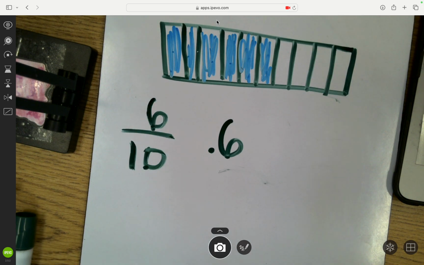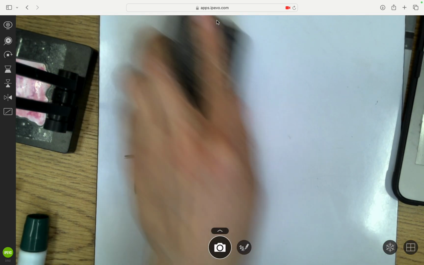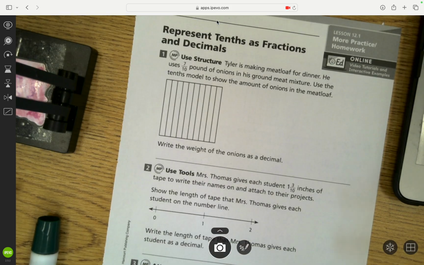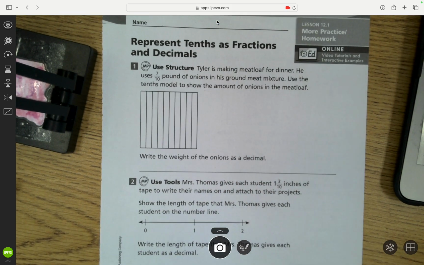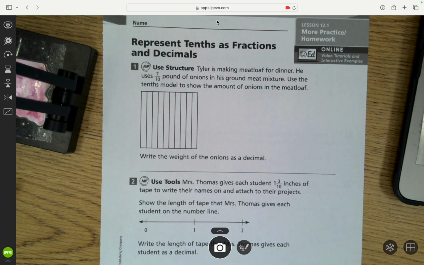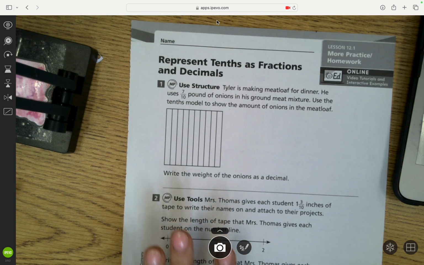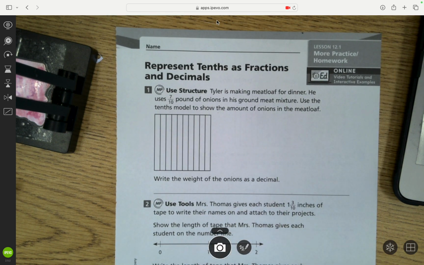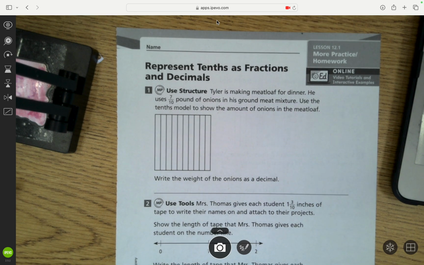All right, so let's look at our homework. So for homework today, we actually went straight out of the workbook. Oh my goodness. I'm going to walk you through some of it. I'll read you all of it. And we'll go over it tomorrow in class. Number 1, Tyler is making meatloaf for dinner. He uses 7/10 pound of onions in his ground meat mixture. Use the tenths model to show the amount of onions in the meatloaf. And you do not need to use a color for this. You can use a pencil.